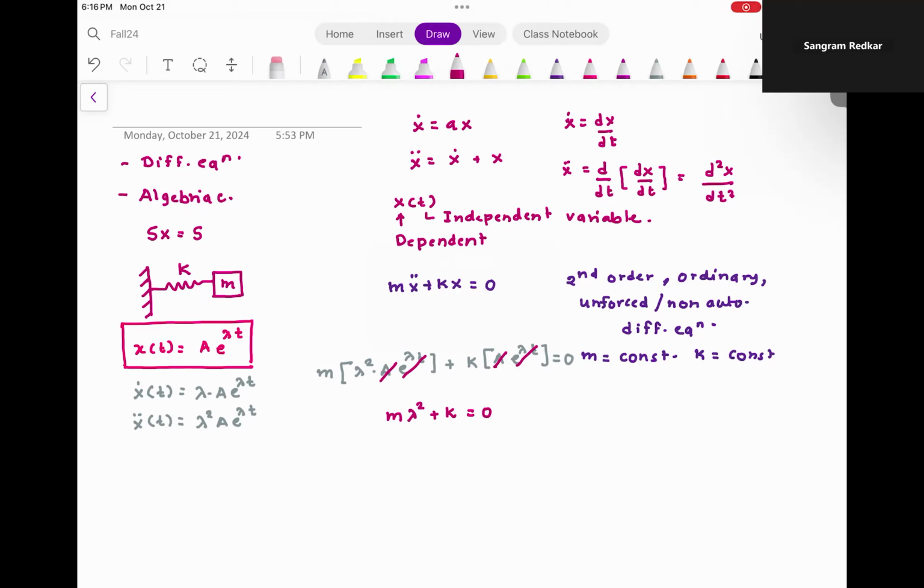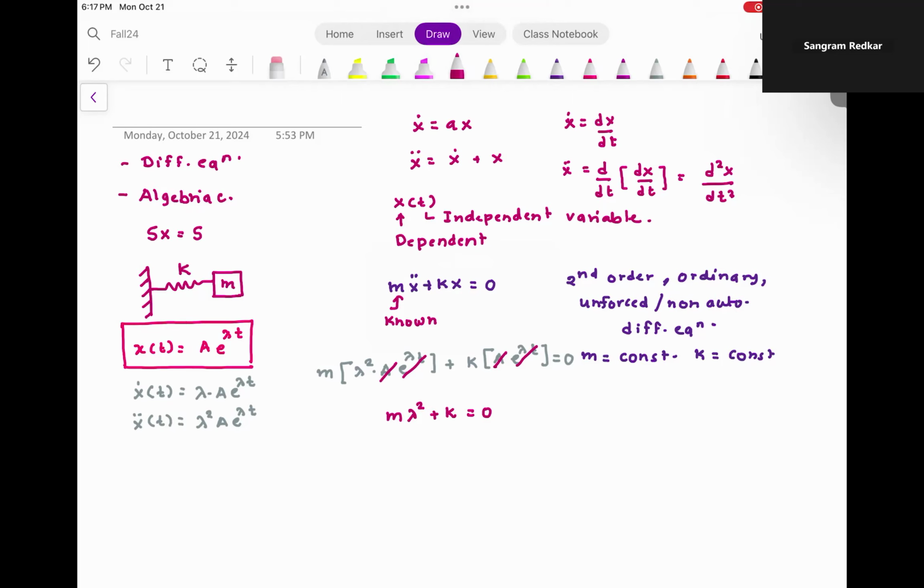Here, please note, m is known, which means m could be 1, 2, 3, 4, 5. K would be known, which would be 1, 2, 3, 4, 5, because m is the mass. It's a physical property. It has to be positive. K is the stiffness. It's a physical property. It has to be positive.